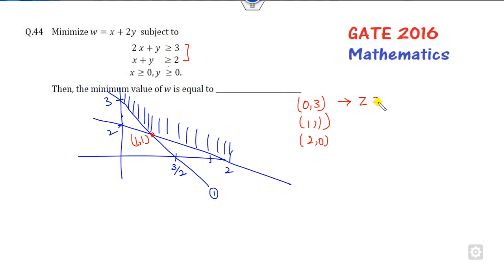The value of z at this point, x plus 2y, is 6. This is 3, this is 2. So the minimum value is 2, that is the right answer.